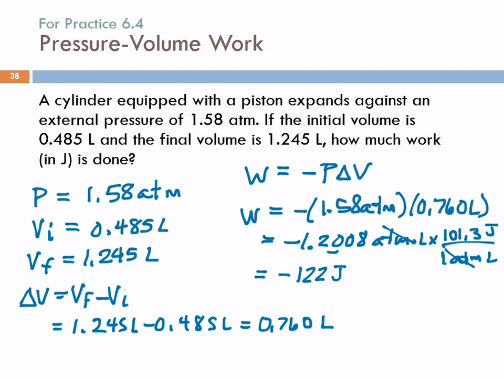Any questions? Could the change in volume be negative? You can. That means that it got smaller. If delta V was negative, then the work would end up being positive, because that would mean the surroundings did work on the system. You can't have negative volume, but you can have negative change in volume. You can't have negative pressure, though. It's not possible.